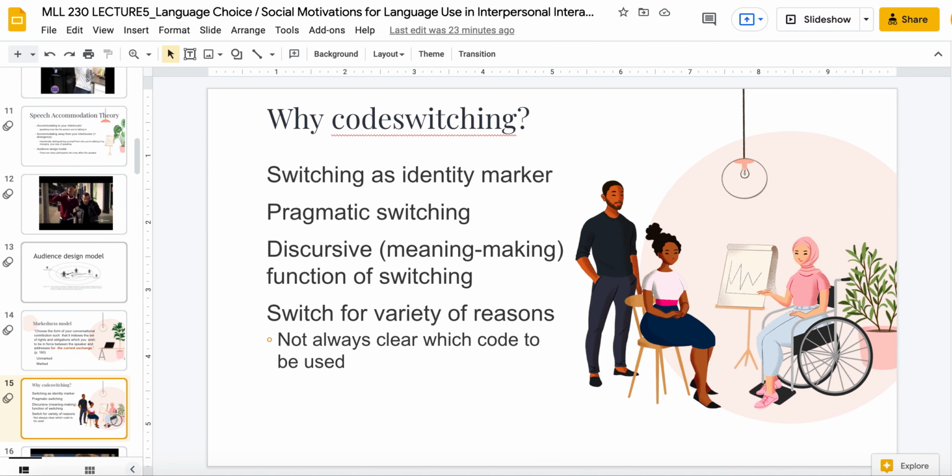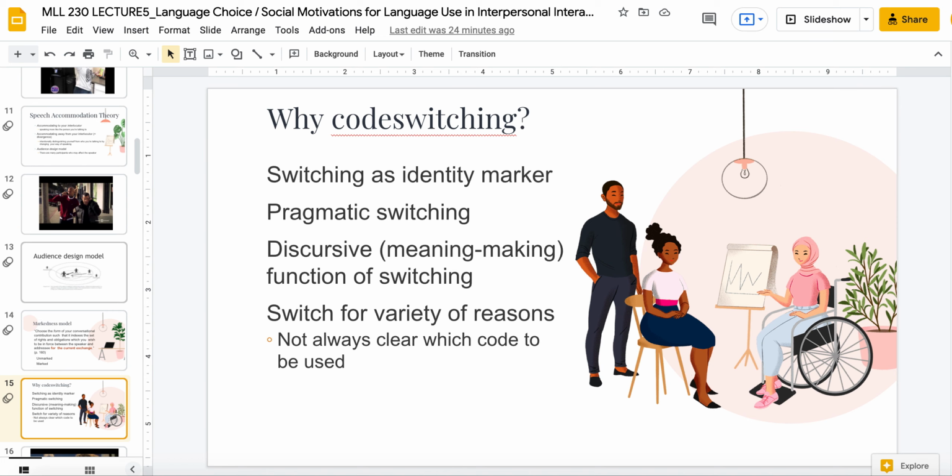So why do people code switch? We talked about code switching as an identity marker. We talked about code switching maybe pragmatically, right? Like for politeness, for example, everyone involved doesn't speak Spanish, so I'm just going to speak English for everybody, right? It could be discursive, right?